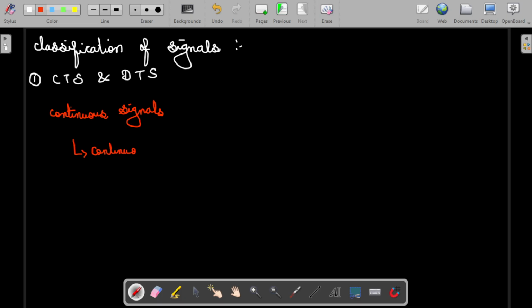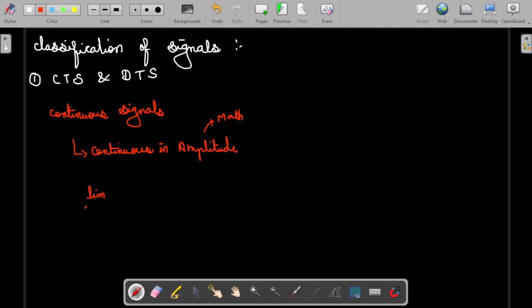So continuous in amplitude. In the amplitude part, we will have a continuous number of samples over the time. Okay, so this is the mathematical representation. But mathematically, there is another representation also.